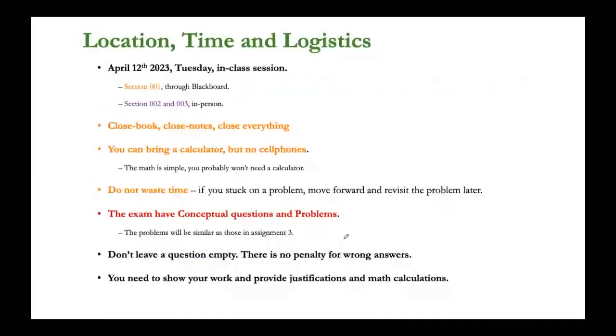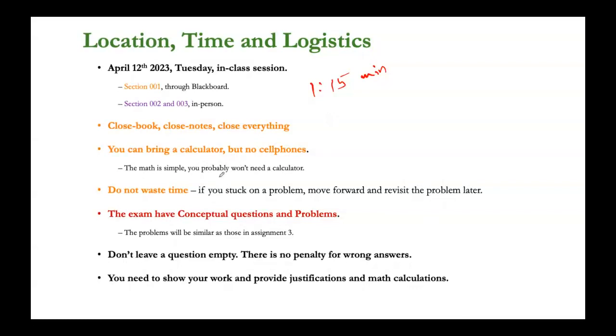It will be online only on Blackboard, as we did in midterm 1. And the time is, as usual, your session time from 6 to 7:15. So 1 hour 15 minutes is given for your midterm examination. Obviously it is closed book, closed notes, and closed everything. You may use a calculator, but it is not required.